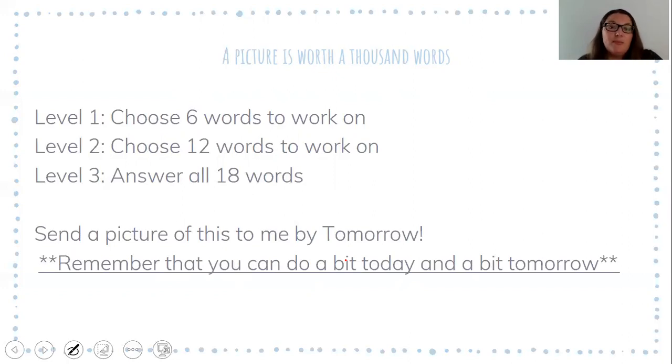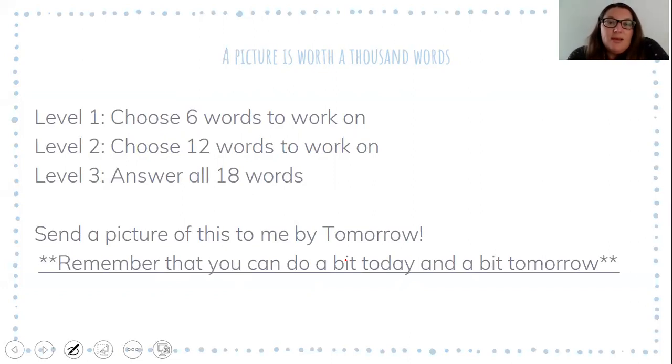Try to send me a picture of this by tomorrow, so you do a little bit today and a little bit tomorrow. If you are wanting to do level 2, maybe do 6 today and then 6 tomorrow. Or if you're doing 18, maybe you do 9 today and 9 tomorrow. That's insane. Or you can do all of them today and then you have a little bit less work to do tomorrow. Because remember, tomorrow I'm going to tell you about your science projects. Just a little hint, okay? So do try to do your best work on this today, but like I said, split it up so you're not doing everything all at once, okay? And if you need help with this, just send me a message and I'm happy to help you, okay?